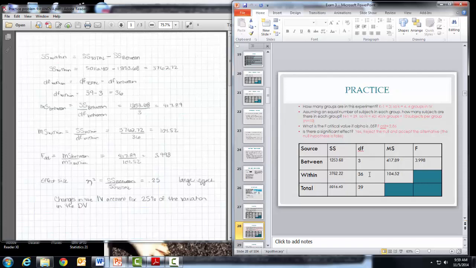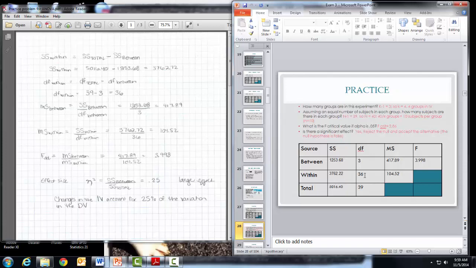So now that we have our critical F value, we are going to do the same hypothesis testing we've been doing before. We're going to compare our F obtained to our F crit and find out, is it in our critical region? Now recall that for an F test, it's a one-tailed test, and we always put our critical region in the positive tail. So we're looking for any number that's equal to or greater than 2.86, our F crit value.